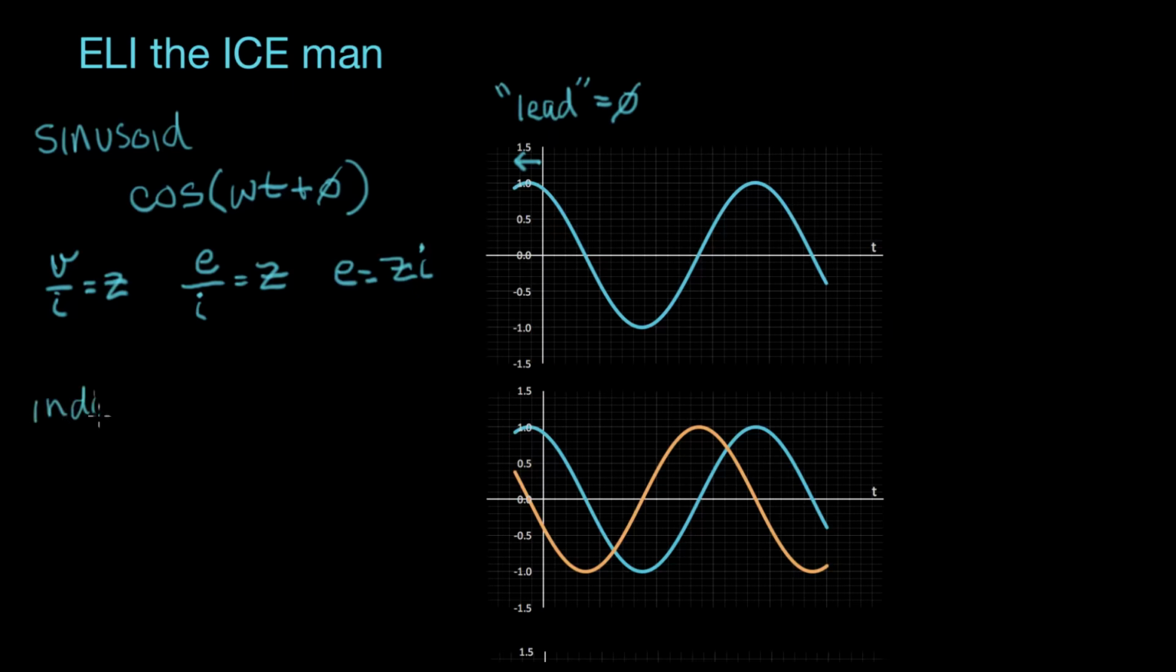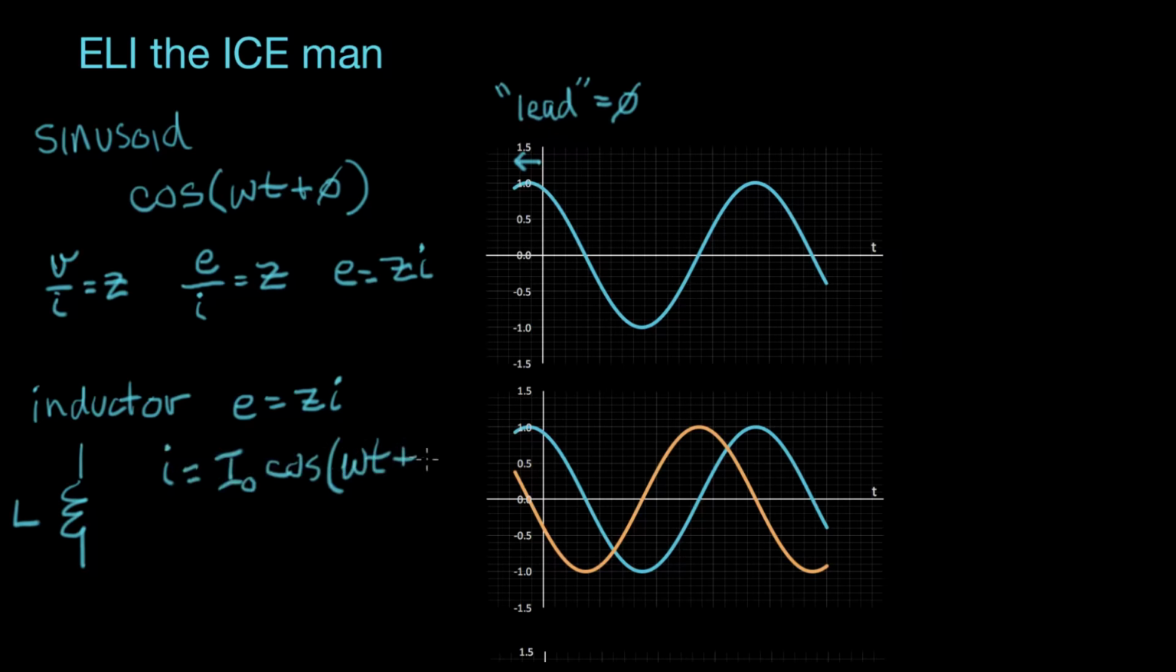So first off, we're going to look at our friend the inductor. And we're going to look at the equation E equals Zi for an inductor. I'm going to assign I to be a sinusoid. So I is going to be equal to some magnitude, we'll call it I naught, cosine omega t plus phi. So I'm going to say my current is a cosine wave of this magnitude with this phase delay. And that's shown in blue here. So this here is I.